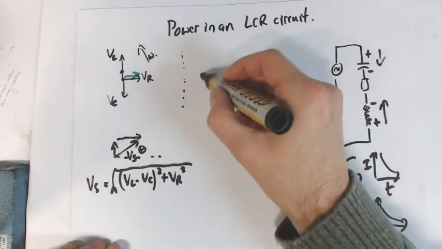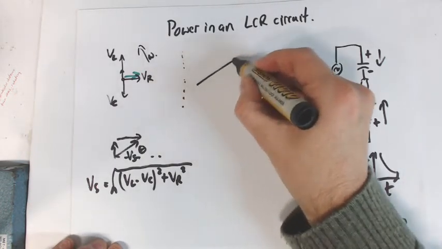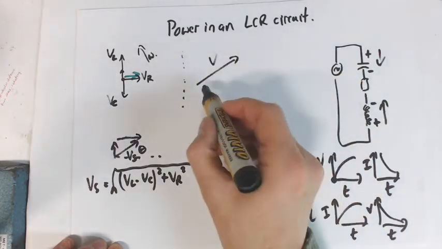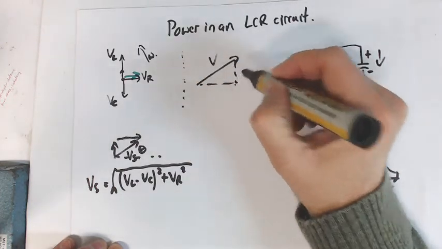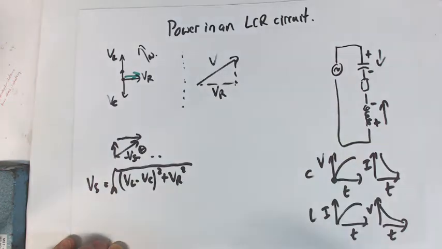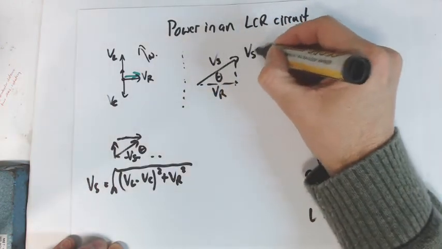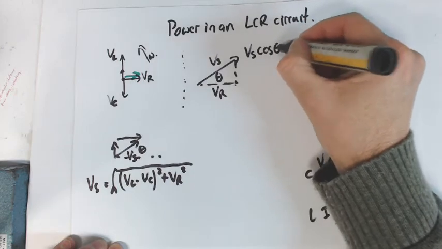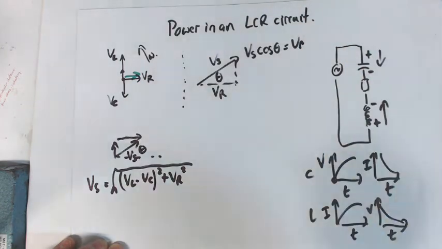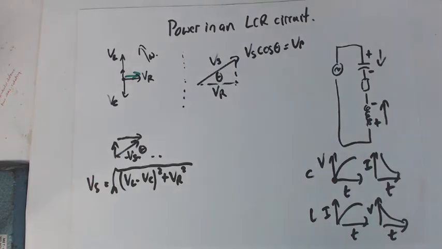Now when you're looking at power in a circuit, let me draw this in a little bit more detail. We've got Vs like this, VR, that's our phase angle, Vs times the cos of theta equals VR. You can see that.